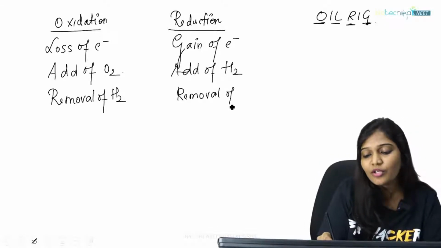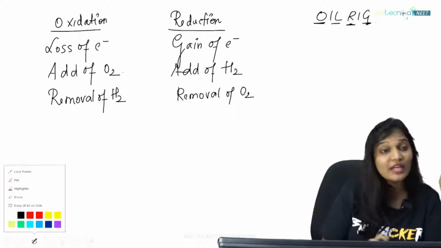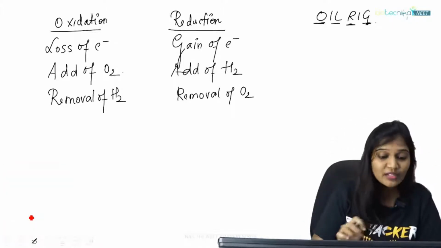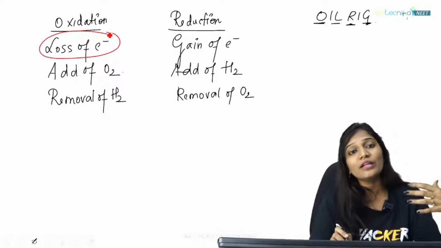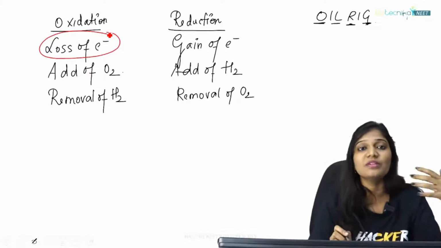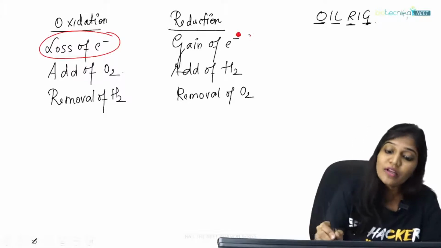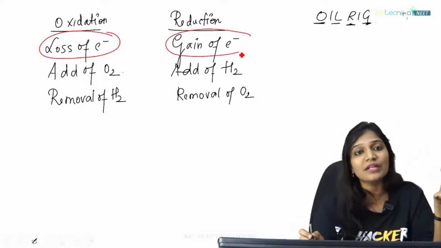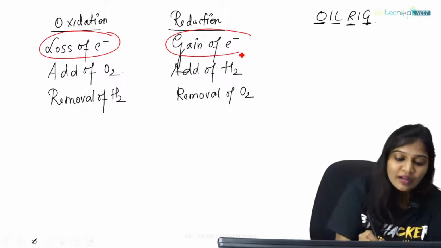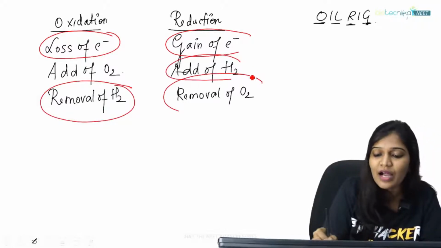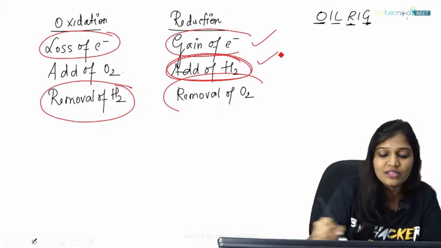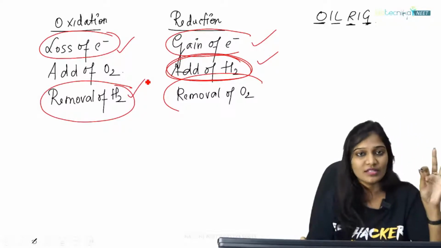Here we are going to use two important things which are very important for ETC. One is based on electrons. Oxidation is loss of electron. When a molecule loses its electron, it is getting oxidized. When a molecule gets electron from somebody else, then it is getting reduced. Another important thing you should remember is removal of hydrogen and addition of hydrogen.